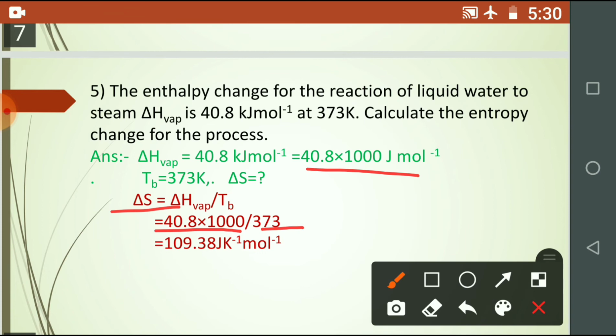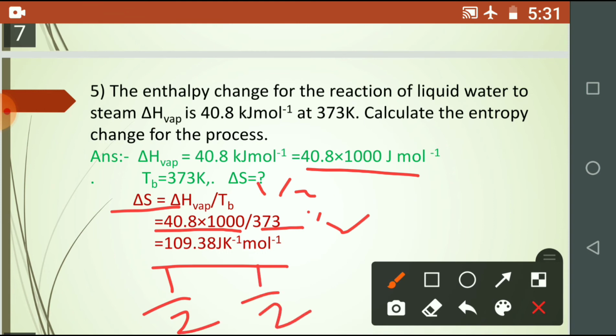If at all we simplify it, we get the answer as 109.38 joules per Kelvin per mole. It is like this. So here, writing the equation gets half mark, substitution gets half mark, writing the answer gets half mark, and the unit will give another half mark.